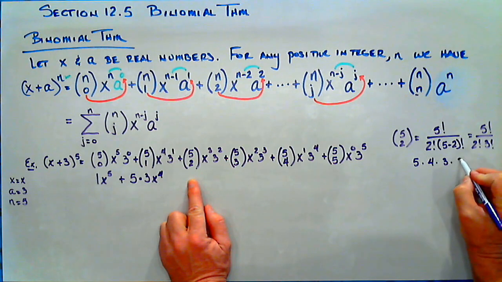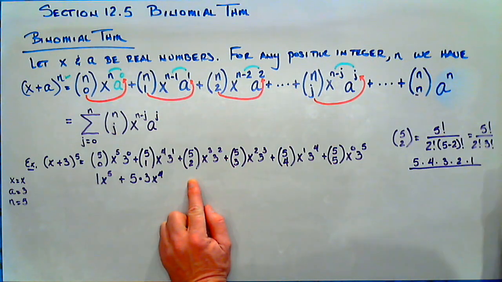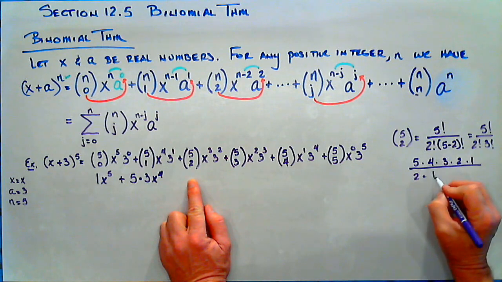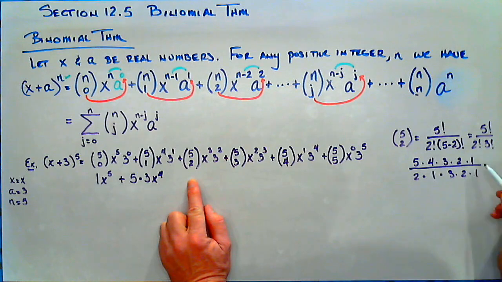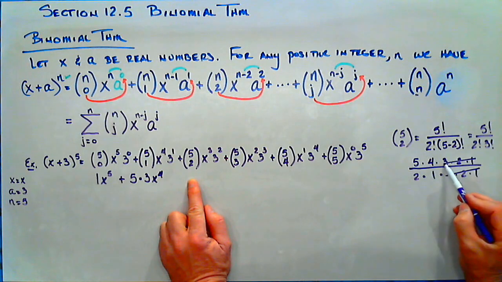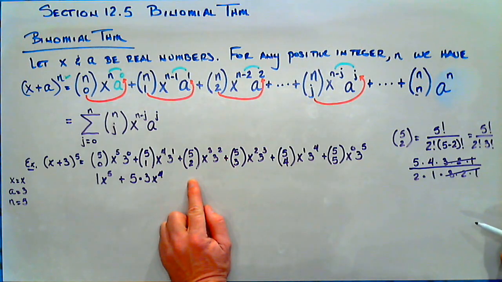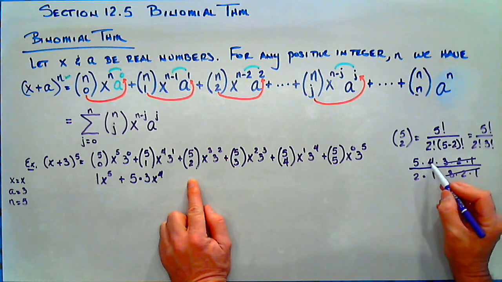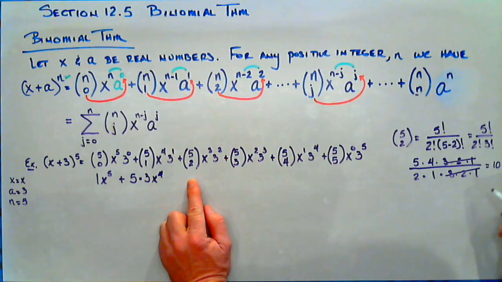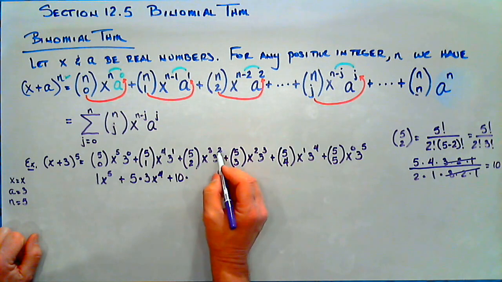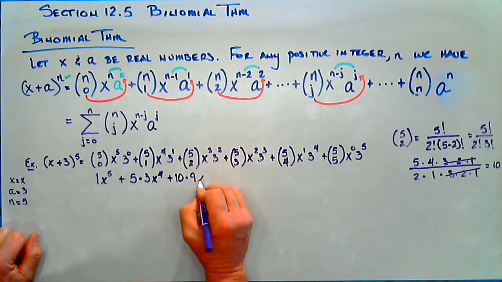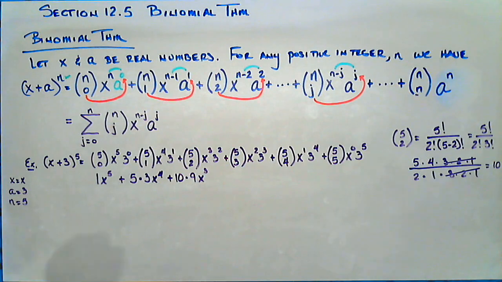We have 5 times 4 times 3 times 2 times 1. That's our numerator. On the bottom, we have 2 times 1 times 3 times 2 times 1. I said, and I'll say it again slowly, take the bigger number, cancel those out. Now what do we have? We have 20. 20 divided by 2, we get 10. So this is going to be 10 times 9. 3 squared is 9, x to the third.